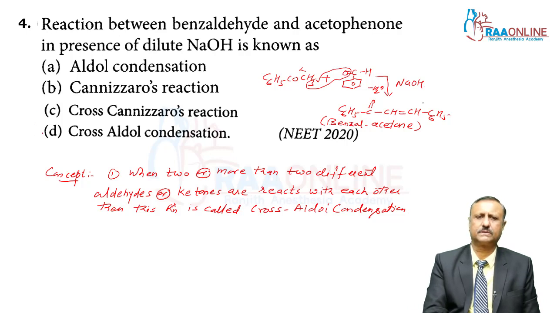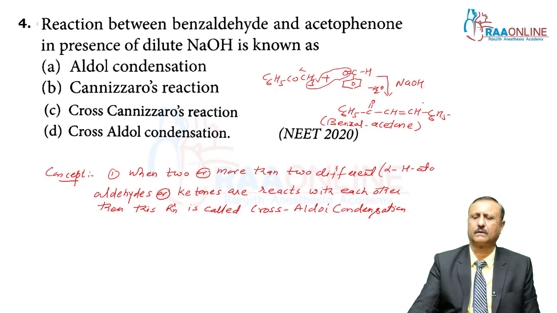So this is called cross-aldol condensation. You can go with the answer cross-aldol condensation, because here acetophenone and benzaldehyde both react with each other. But my dear students, if you look at option D, you must note that it says two or more than two different aldehydes in which alpha hydrogen atoms are present.